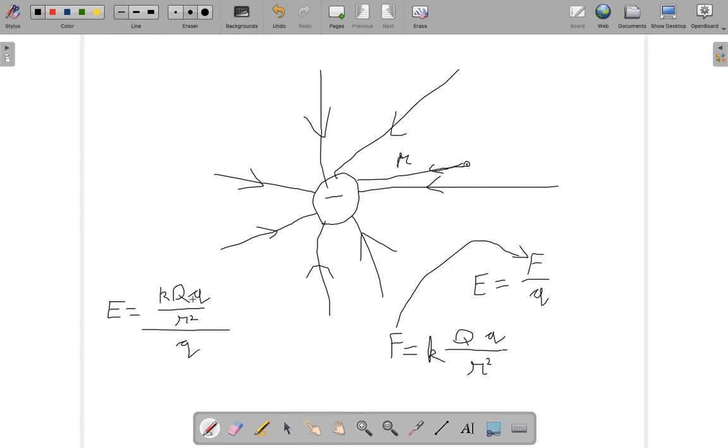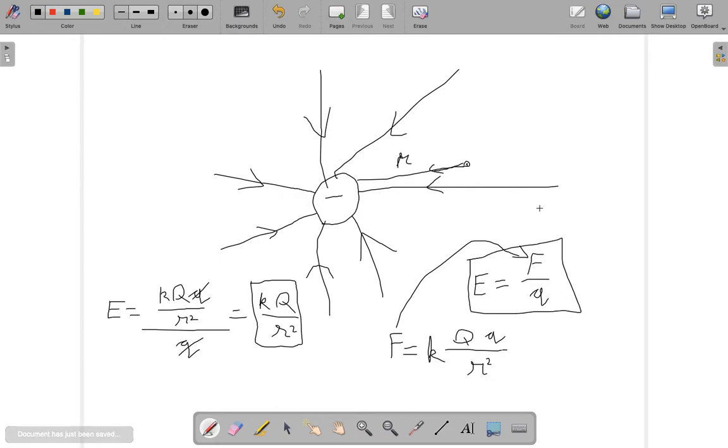Now since we have small q over here and small q over here, they cancel each other out, giving us another equation here: E equals kQ over r squared. So now you can use either this or this equation if you're ever asked to find out the electric field of a certain charged object.